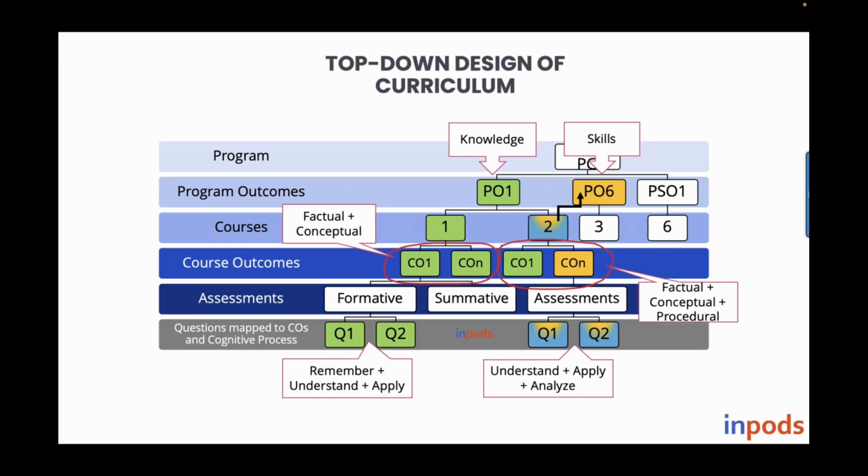Courses come first, then course outcomes, then assessments, and then questions. Assessment is the type of assessment. It could be formative, summative. Within the formative, there could be labs, practicals, right? Some kind of outside of the classroom experience. Summative is a kind of your term end exam. So these are the types of it, direct, indirect.